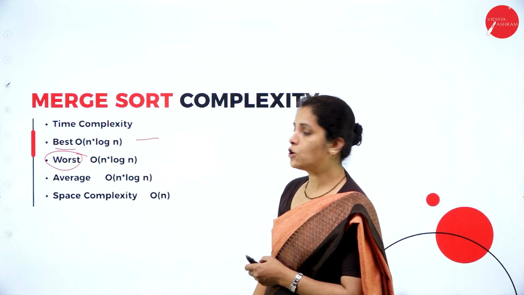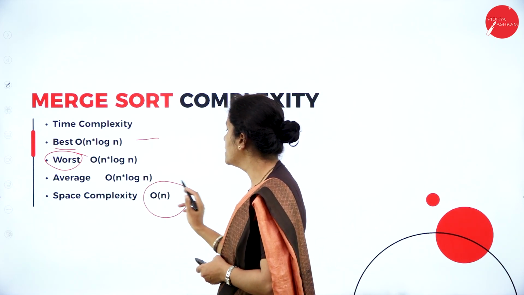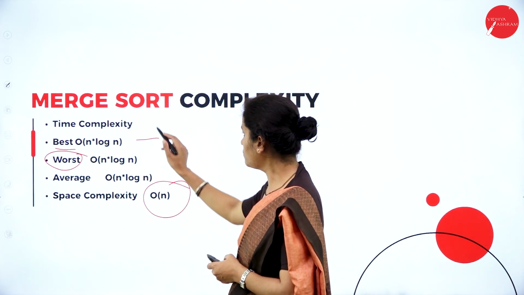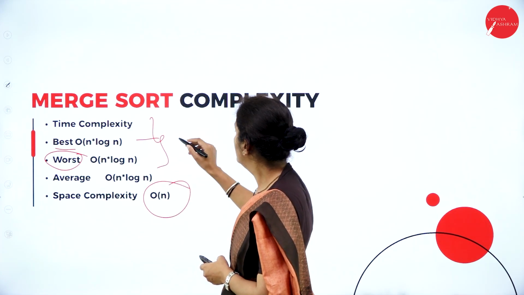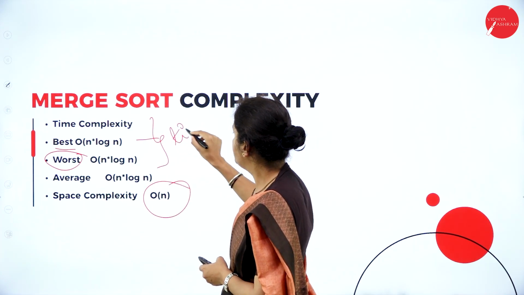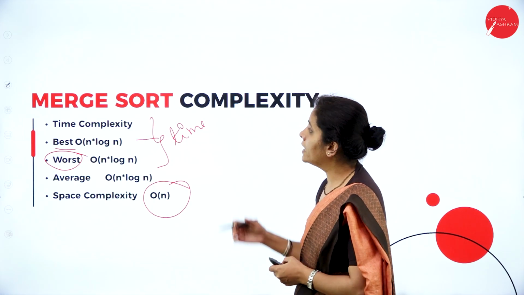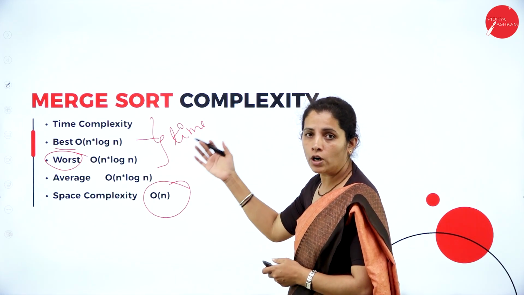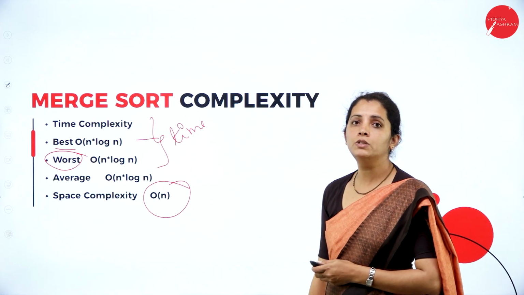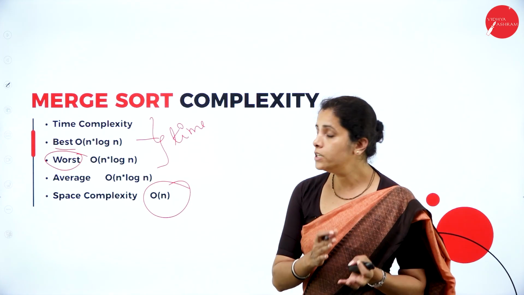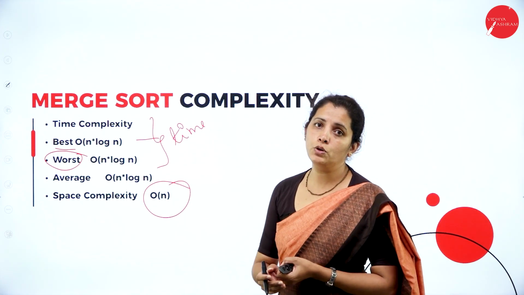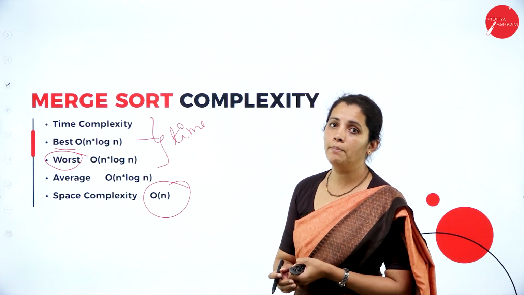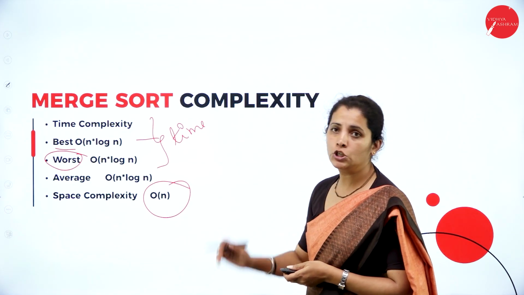And what about the space complexity? That is nothing but big O of n. So this is nothing but the time and space complexity. Okay, fine. This is the way I am able to sort the elements by using merge sort. So dear student, this is the way I can sort the given array elements by using merge sort.